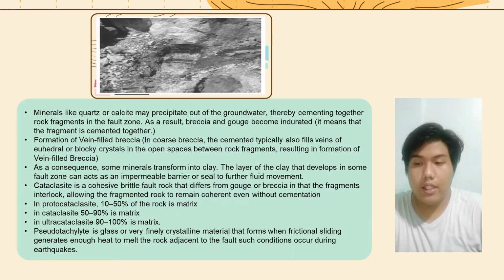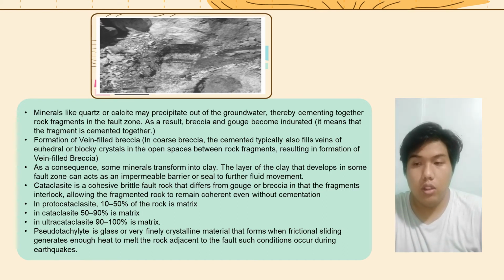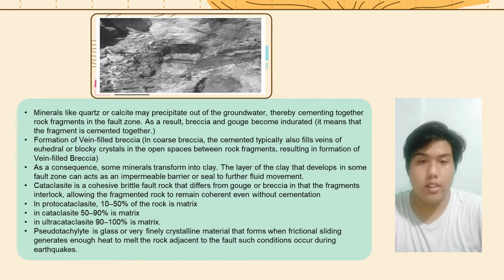In protocataclasite, 10 to 50% of the rock is matrix. In cataclasite, 50 to 90% is matrix. In ultracataclasite, 90 to 100% is matrix. So, pseudotachylyte is a glass or very finely crystalline material that forms when frictional sliding generates enough heat to melt the rock adjacent to the fault. Such conditions occur during earthquakes.